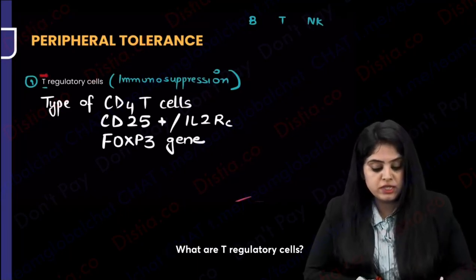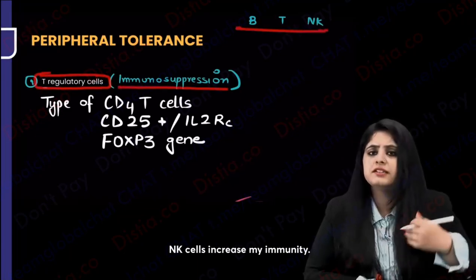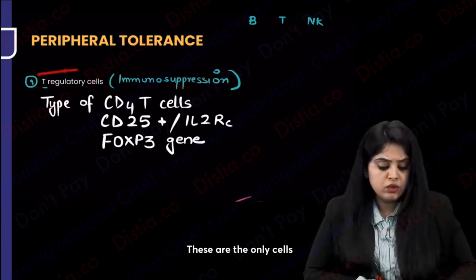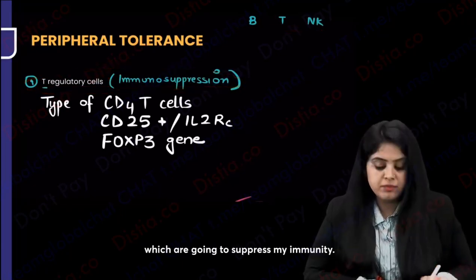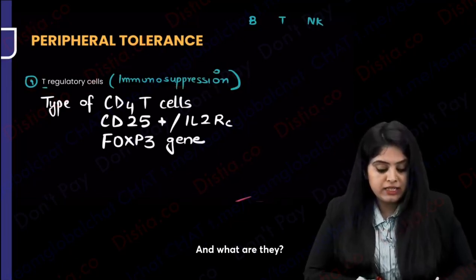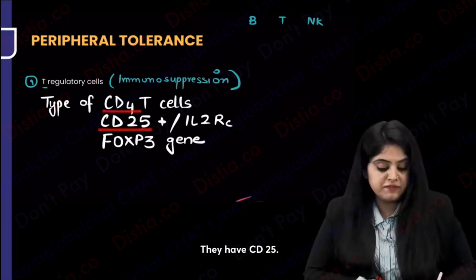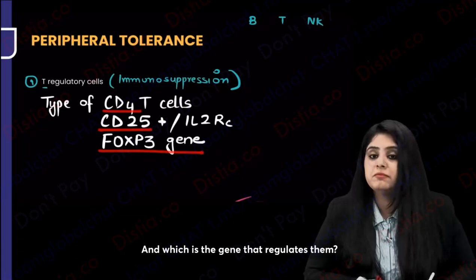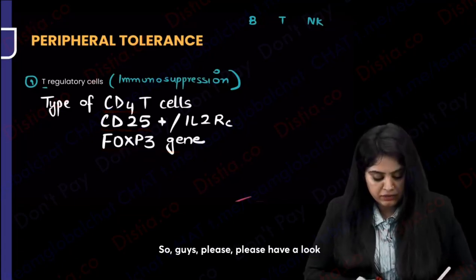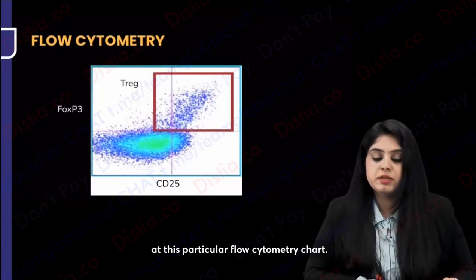Let's do a recap. What are T regulatory cells? They are the only T cells. Rest all B, T, NK cells increase my immunity. These are the only cells which are going to suppress my immunity. Suppress my immunity matlab immunosuppression. And what are they? They are nothing but CD4 cells. Additionally, which marker do they have? They have CD25 and which is the gene that regulates them? FOXP3 gene. So guys, please have a look at this particular flow cytometry chart.